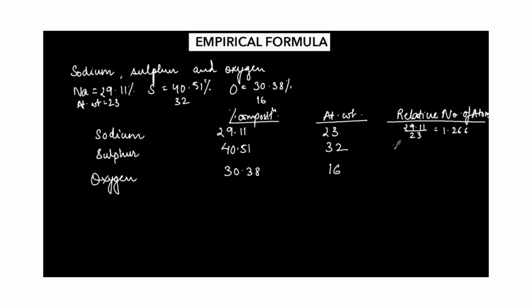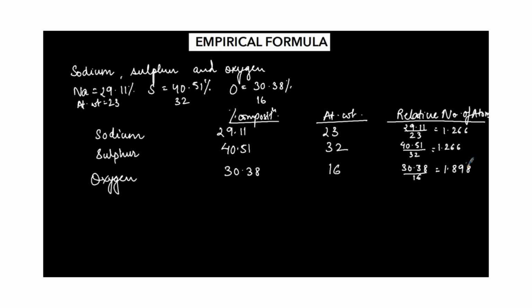Now relative number of atoms in sulfur, 40.51 divided by 32, which gives 1.266 again. Next is for oxygen, 30.38 upon 16, which gives 1.898. Now this is the second step which we followed, we took out the relative number of atoms in each element. Now step 3, you will select the smallest ratio or number, that is a quotient, among the relative number of atoms and divide the remaining ratios by it to give the simplest ratio of atoms present in the compound.